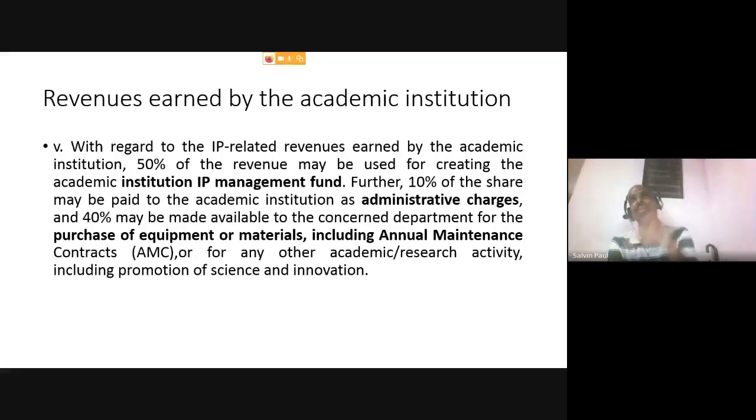Mostly, the revenue received by the research institution is the 40%, the 60-40 split I told you about earlier. Out of this 40%, 50% of the revenue, as per the Indian government, the institution should invest in an IP management fund. 10% of that royalty should be used for administrative charges, and 40% of that fund should be used for purchase of equipment, materials, or annual maintenance, etc.